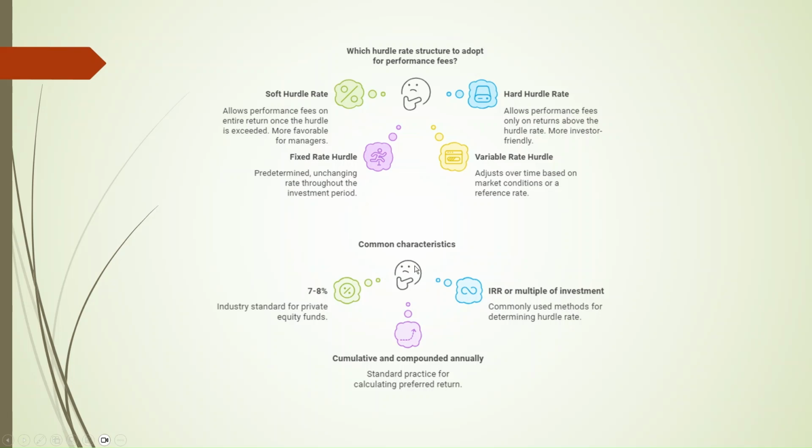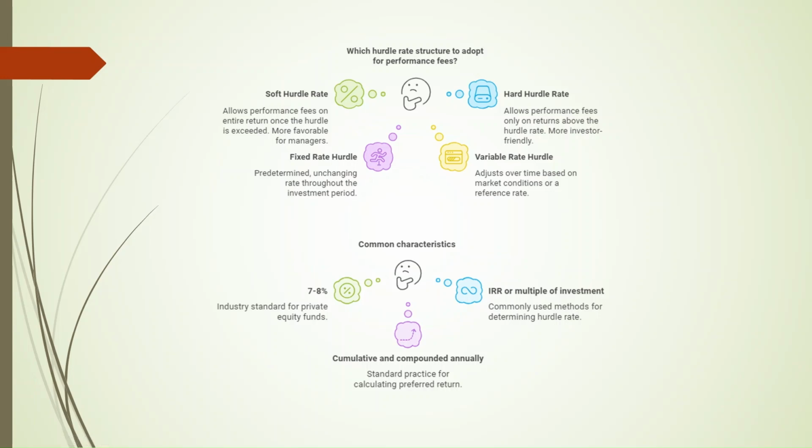We have used the hurdle rates in all of our models. But what are those hurdle rates? Well, there are two main types of hurdle rates: soft hurdle rates and hard hurdle rates. Additionally, the hurdles can be further classified as a fixed rate hurdle or variable rate hurdle. In our models, we will focus on these two above.